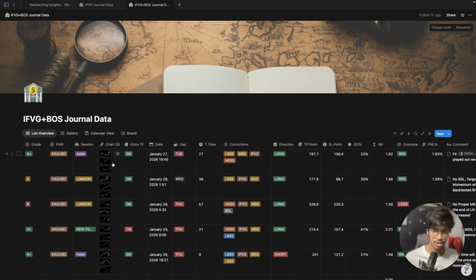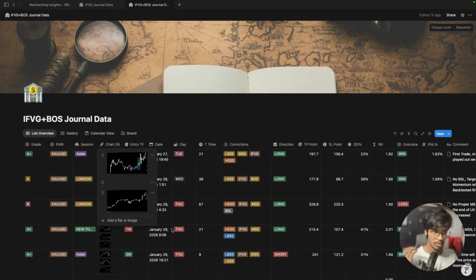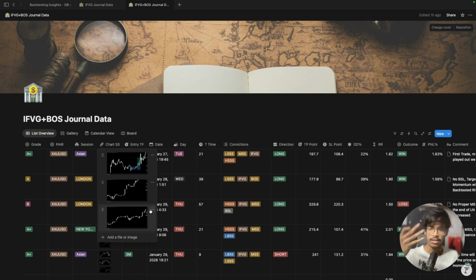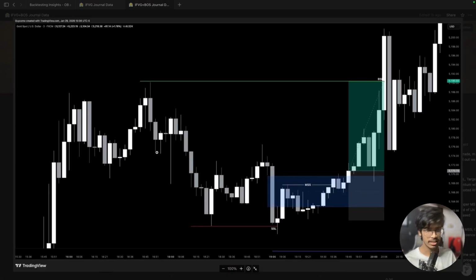Then there is a chart screenshot. You need to have the screenshot of that chart. So if you have traded something, you take the screenshot, you put in the data. Just one thing you need to make sure, I upload 3 screenshots: the highest time frame, the lower time frame, and then the time frame on which the entry is taken. So this is the time frame in which the entry is being taken.